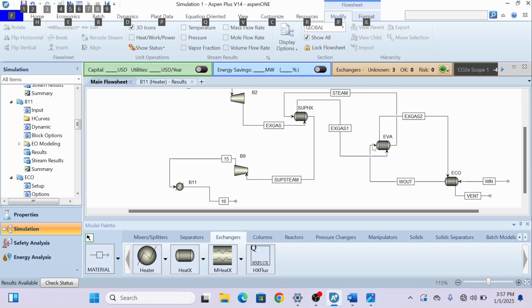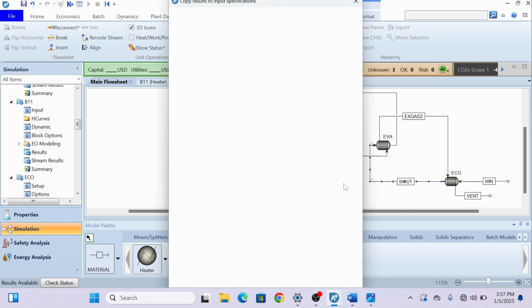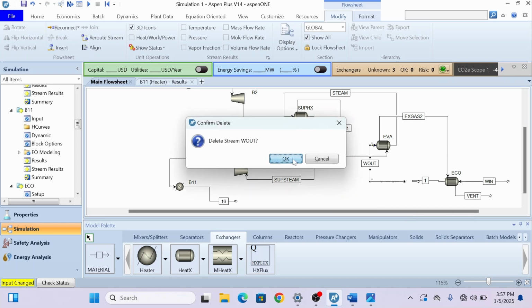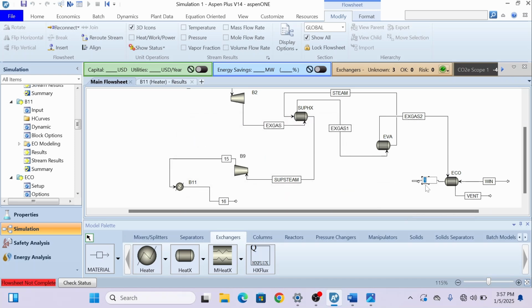So I will press this and break the connection. Now the connection is broken, so I will delete this one, and this will be my boiler. You can write steam drum in. So it is steam drum in.